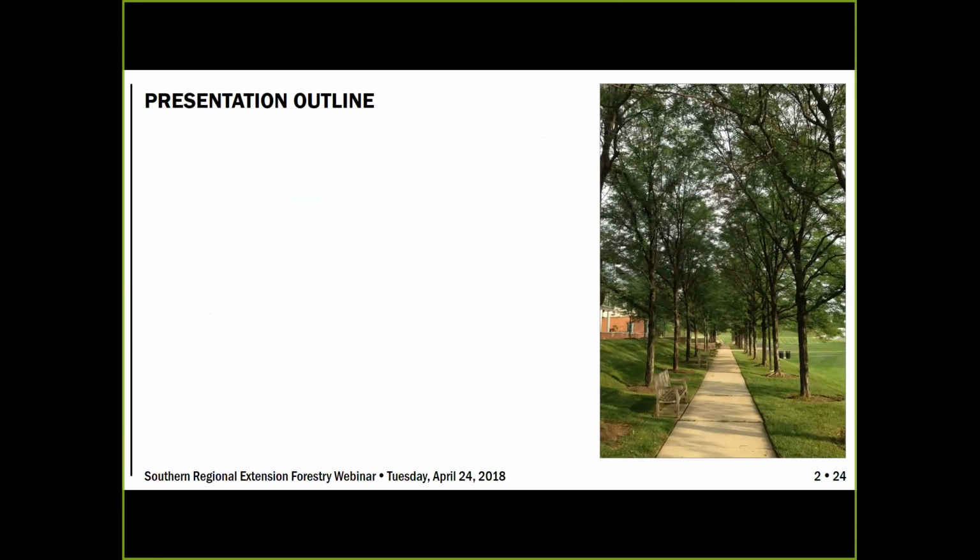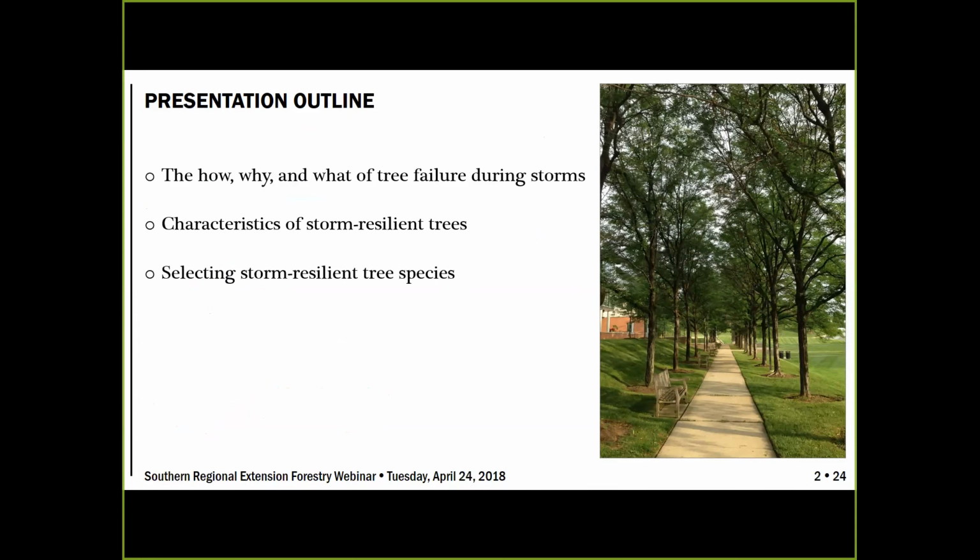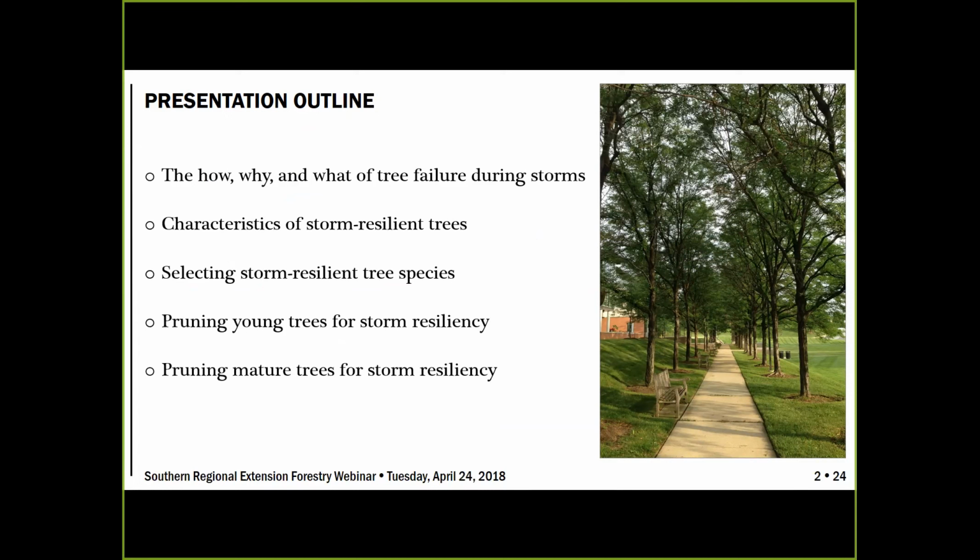So a quick rundown of my presentation this afternoon for you. First of all, what I want to look at is the how, why, and what of tree failure during storms. I'll then talk to you a little bit about the characteristics of storm resilient trees and how you go about selecting storm resilient tree species. I'll then move on to talk a little bit about pruning young trees for storm resiliency and conclude by talking about pruning mature trees for storm resiliency.